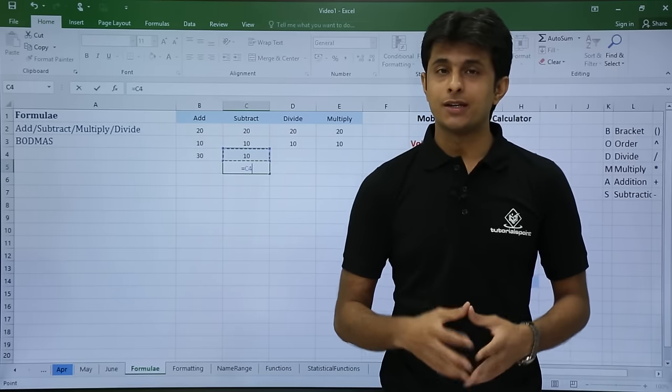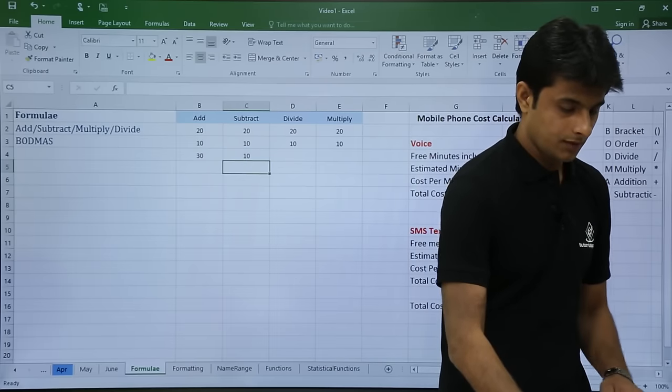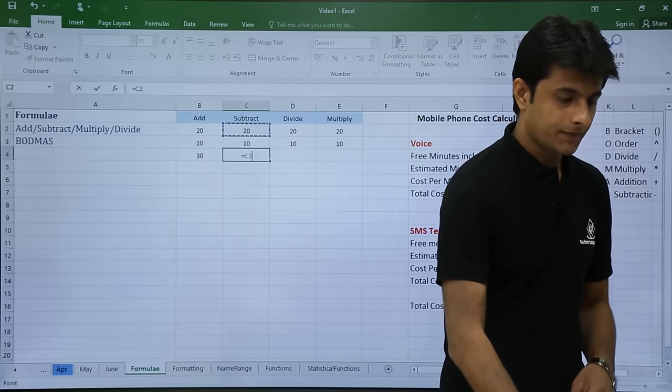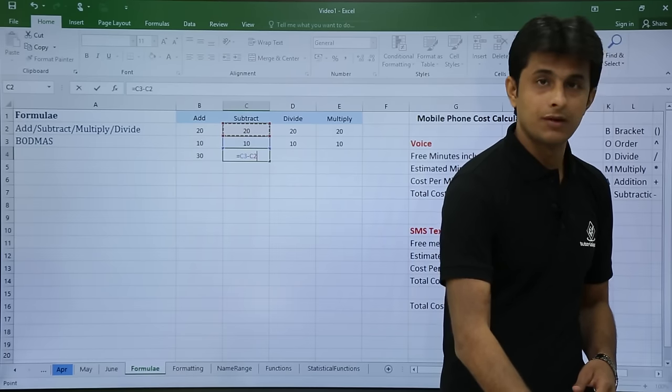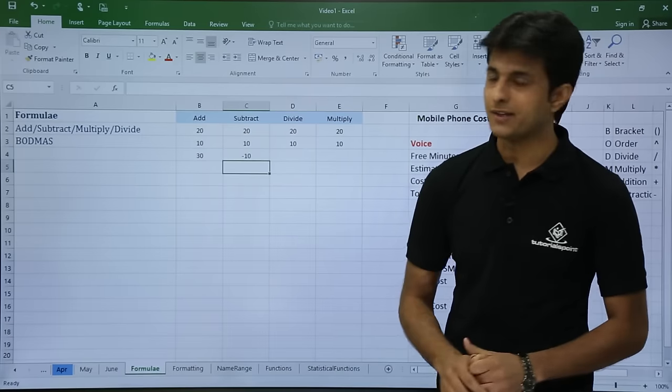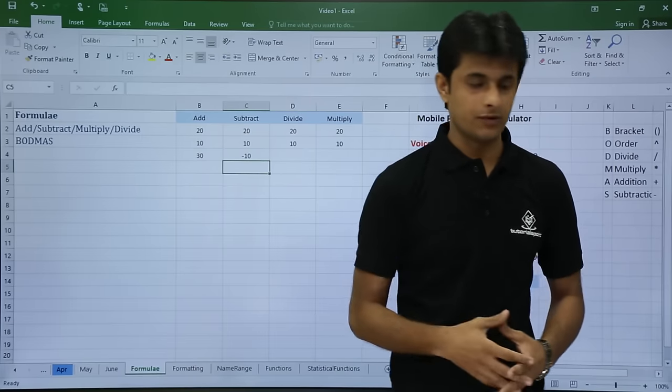Suppose I want to subtract a bigger number from the smaller number. So I'll type here equal to 10, that is the smaller number, minus this number. So I'll press enter. So I've got minus 10. So that is a negative number. So the answer is coming as minus 10, which is absolutely correct.